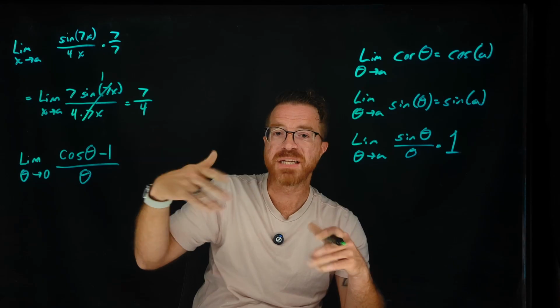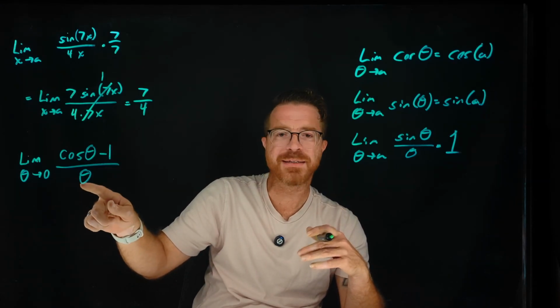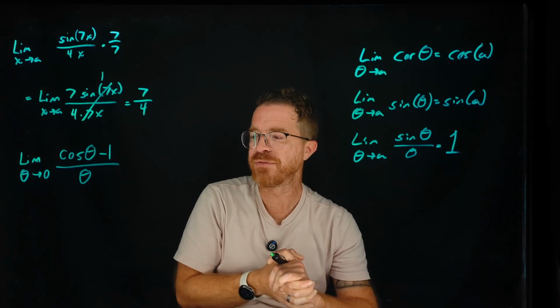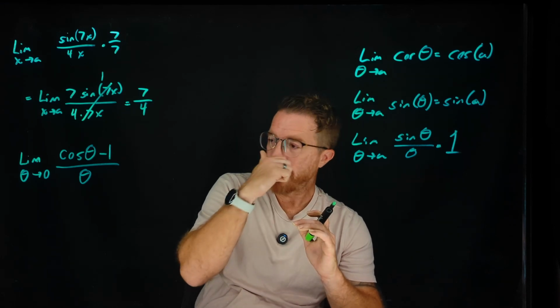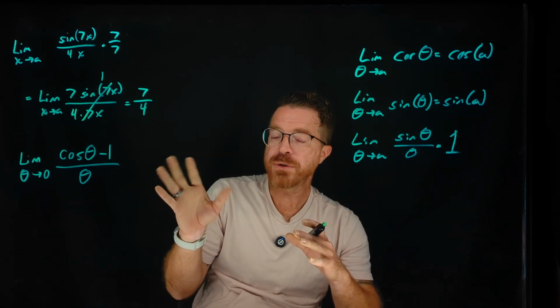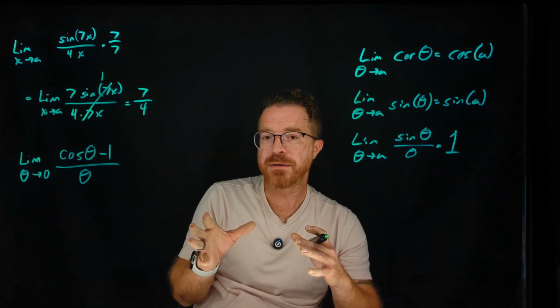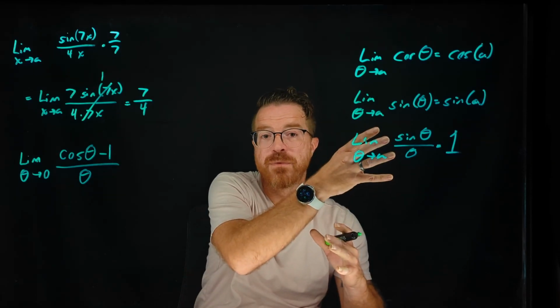1 minus 1 would give us 0 divided by 0. We'd have an indeterminate, undefined solution. So what we need to do is think about whether there is anything we can multiply the top and the bottom by that would allow us to get it into one of these forms?